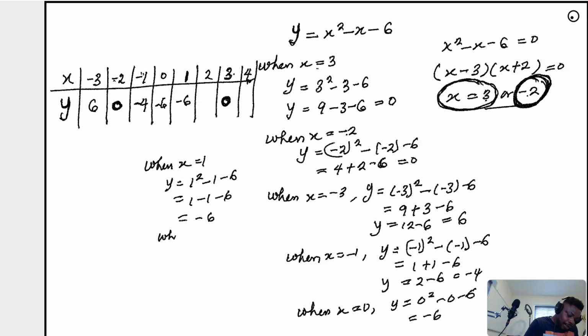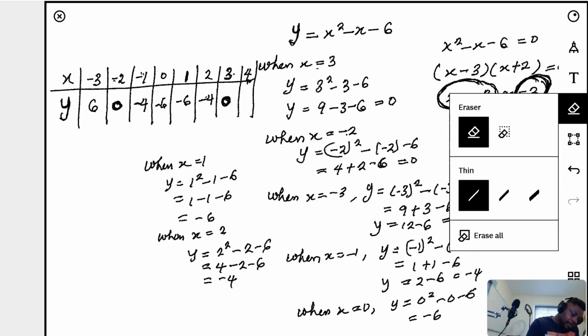Then when x is equal to 2, this is 2 squared minus 2 minus 6. So this is 4 minus 2 minus 6. 4 minus 2, that is 2. 2 minus 6, that is -4. So this is -4. Okay, but let's assume I'm just stopping on 3. I'm stopping on 3, so I'm not including 4 here.